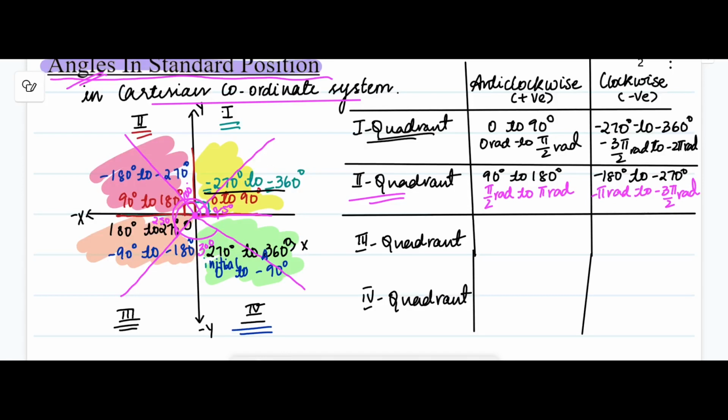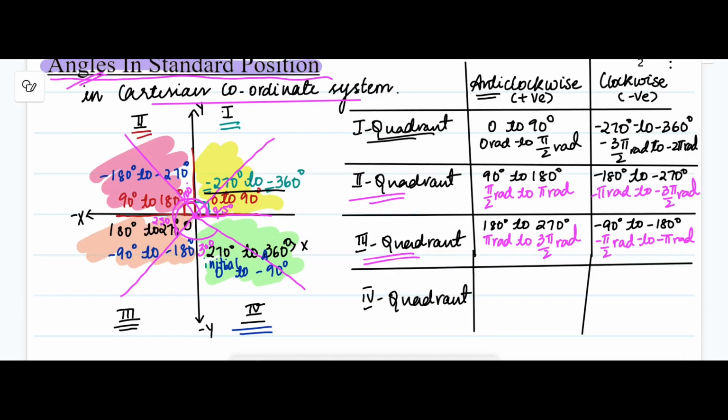Similarly for the third quadrant, when the ray is rotating anti-clockwise, when its final position falls anywhere from 180 degrees to 270 degrees, in terms of radians, pi radians to 3 pi by 2 radians, it is said to be in the third quadrant. When the ray is rotating in a clockwise direction, when its final position falls anywhere from minus 90 degrees to minus 180 degrees, in terms of radians, minus pi by 2 radians to minus pi radians, it is said to be in the third quadrant.